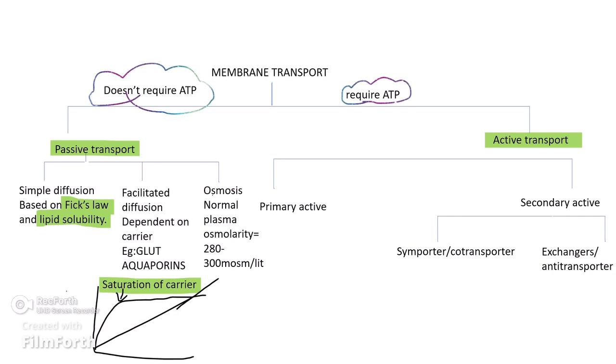More the concentration gradient of the molecule, more is the diffusion. Like on the outer side, if sodium is more, it tends to diffuse inside because outside it is more. Potassium, more on the inside, it tends to diffuse outside. Okay. And diffusion is inversely proportional to thickness of the membrane. That is, more thicker the membrane, less is the diffusion.